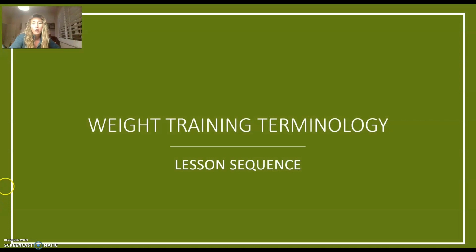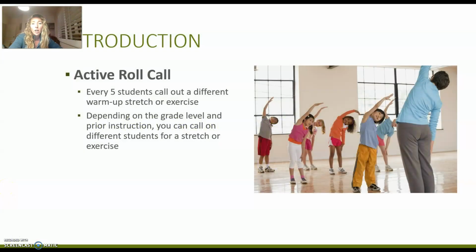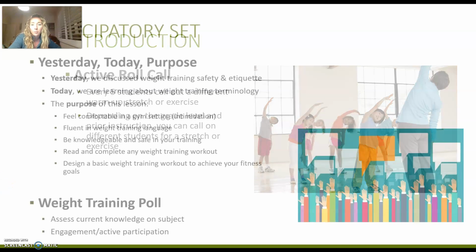So, weight training terminology lesson sequence. As an introduction, I recommend doing an active roll call to get your students moving right away. So every 5 students, call out a different warm-up stretch or exercise. So have them do jumping jacks as you take roll for the next 5 students, and then move to a different exercise. Depending on the grade level and prior instruction you've given them, as far as warming up and stretching, you can call in different students and they'll provide you a stretch or exercise. So it adds some more participation.